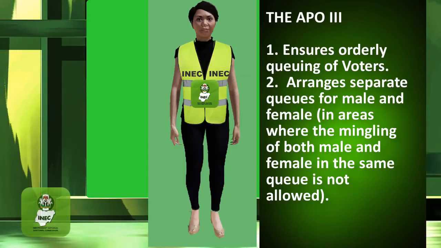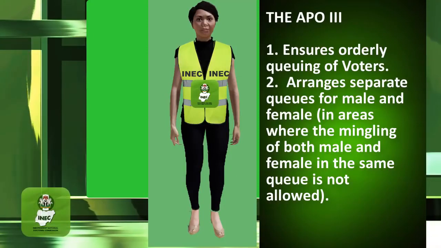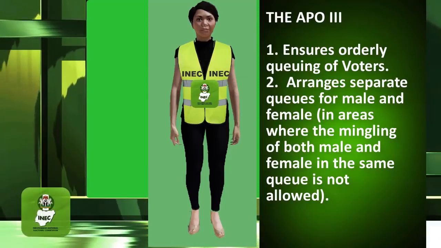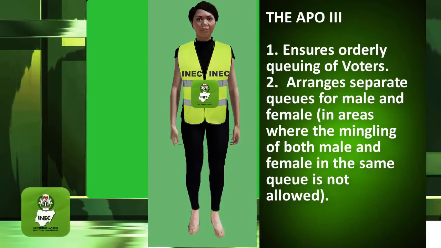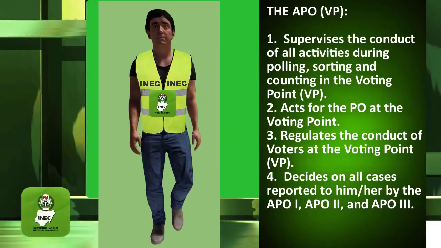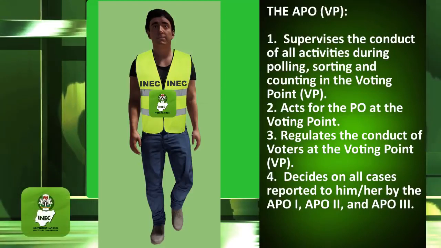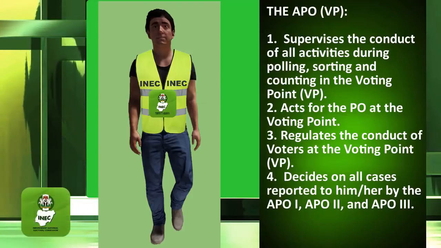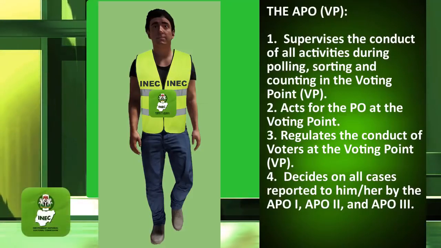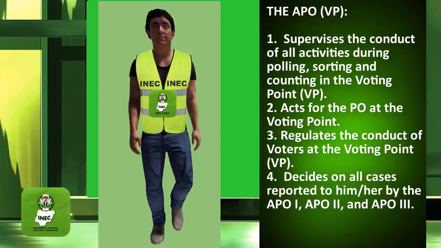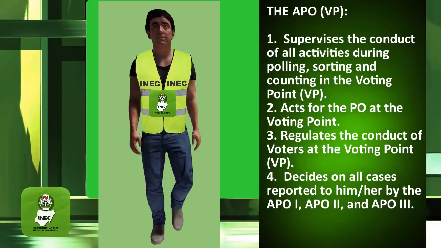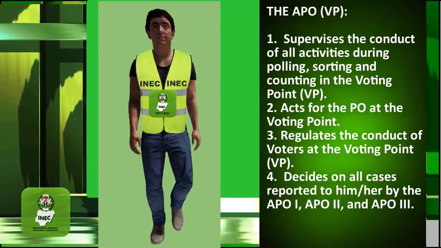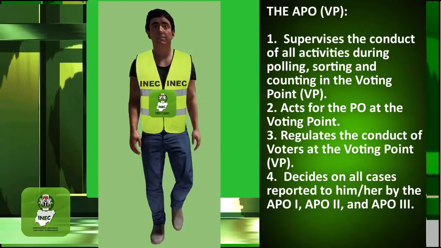The APO3. 1. Ensures orderly queuing of voters. 2. Arranges separate queues for male and female in areas where the mingling of both male and female in the same queue is not allowed. The APO VP. 1. Supervises the conduct of all activities during polling, sorting, and counting in the voting point, VP. 2. Acts for the PO at the voting point. 3. Regulates the conduct of voters at the voting point. 4. Decides on all cases reported to him or her by the APO1, APO2, and APO3.